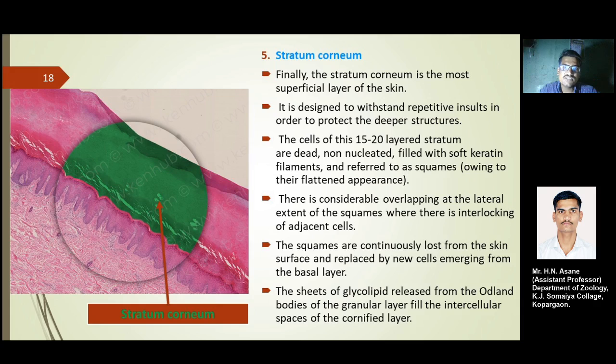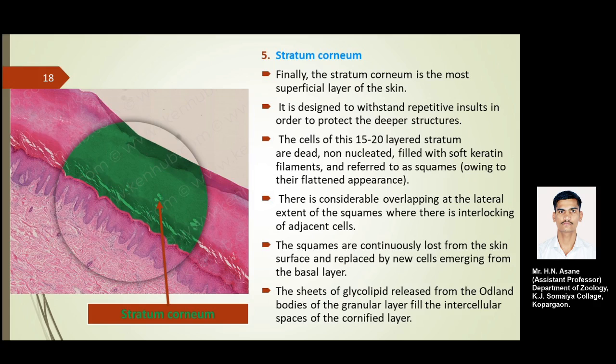It is designed to withstand repetitive insults in order to protect the deeper structures. The cells of these 15 to 30 layers are overlapping, squamous cells with interlocking of the adjacent cells. As you can see, this will be the largest layer of the epidermis, the stratum corneum, as you can see in the picture.